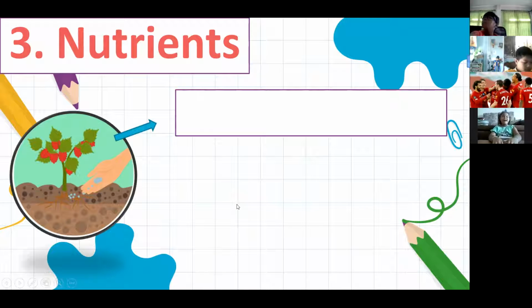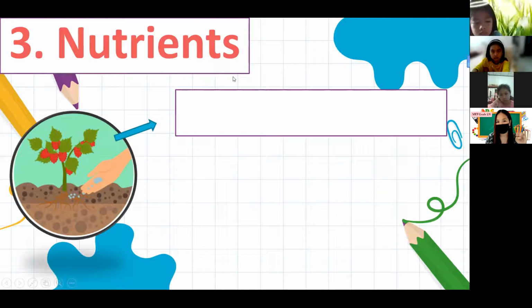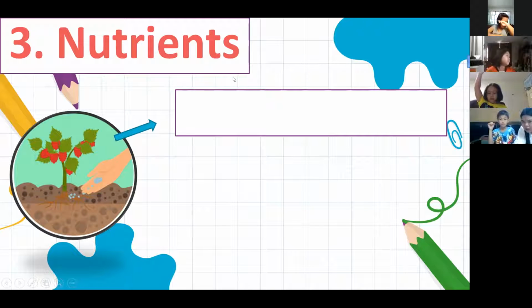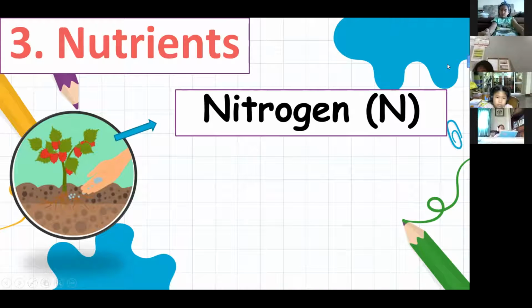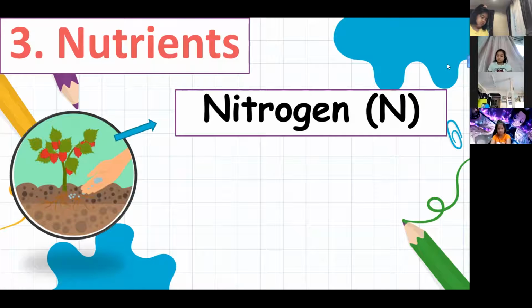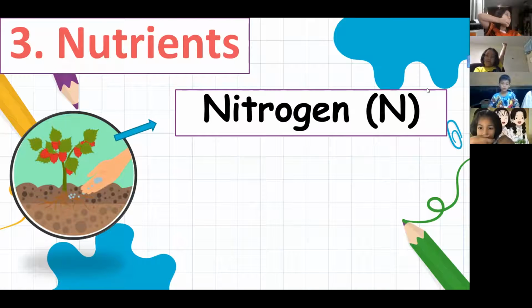Okay, Pinyada, what again are the nutrients that plants need? Can you give me one example? Okay, who wants to help Pinyada? We just talked about it. Okay, give me one example, Pony. Nitrogen. Okay, we have nitrogen. Very good. What's the next one? Nani, can you give me another example? Okay, we have nitrogen. What else? Who wants to help Nani? Come on.